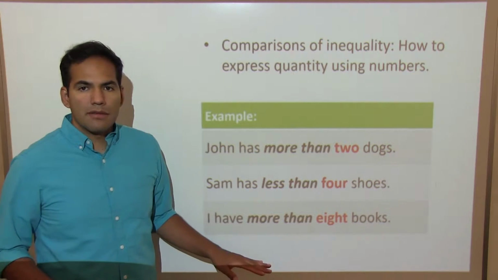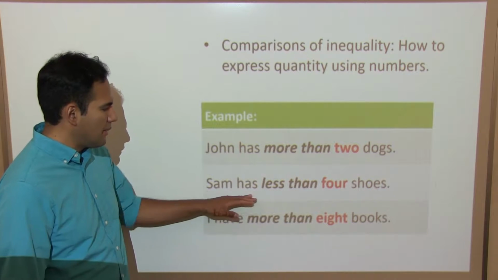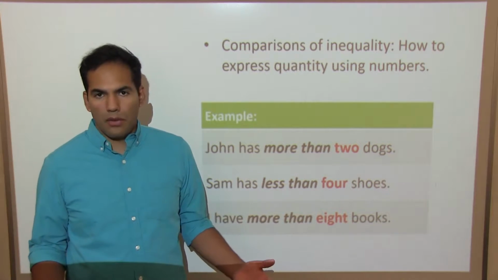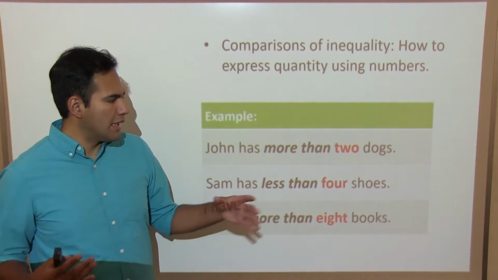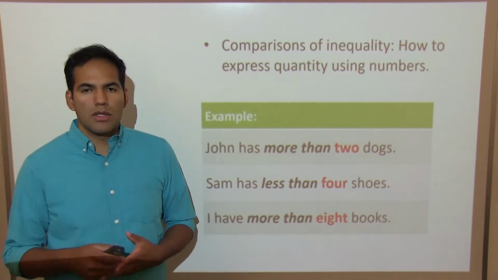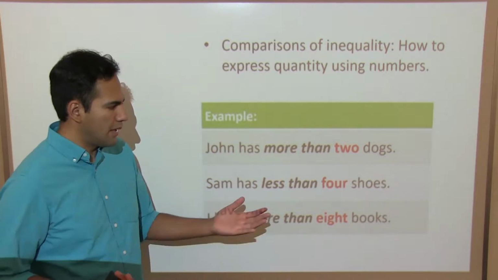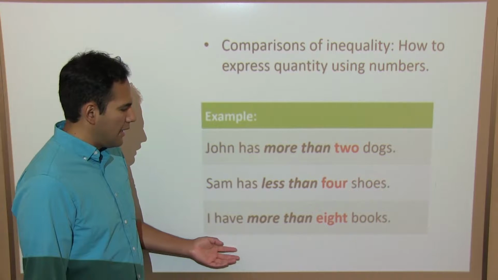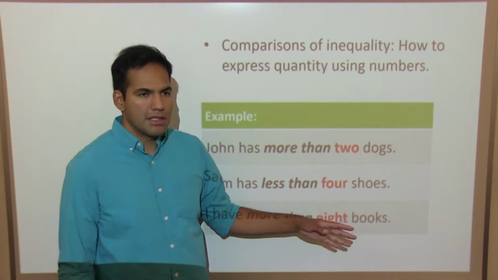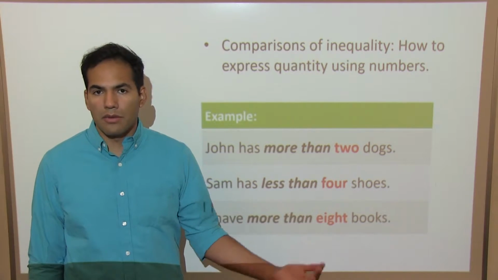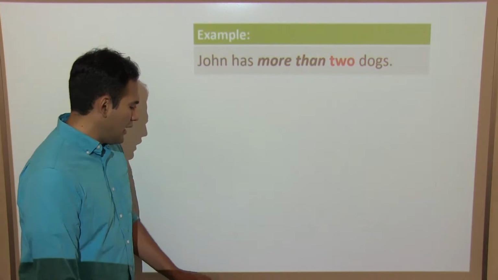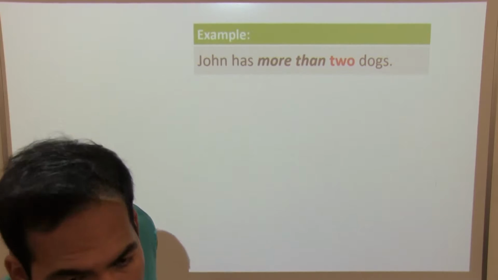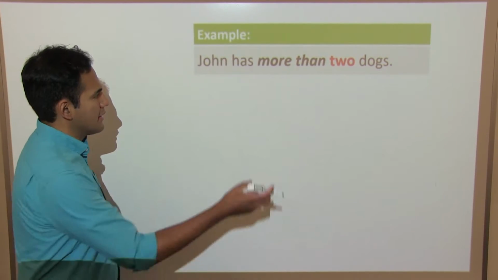And it's going to be the same thing for each one of these sentences. Sam has less than 4 shoes, so we know that he has more than 4. When we do this, we try to go a number above of what the number is given. I have more than 8 books, so it's basically saying that she could have 9 books or even more than that. So let's break it down again and see what are the pieces for this type of sentences.